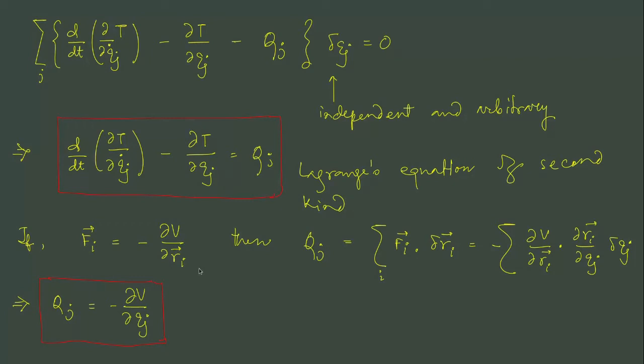It becomes slightly more familiar if the external force is given as a derivative of a potential. In that case, after some straightforward algebra, F is replaced by minus ∂V/∂r_i, and the virtual displacement is replaced by that using generalized coordinates, and this quantity is nothing but minus ∂V/∂q_j. So the generalized force can be written simply as the derivative of the potential energy with respect to the generalized coordinate. It looks extremely simple and elegant.